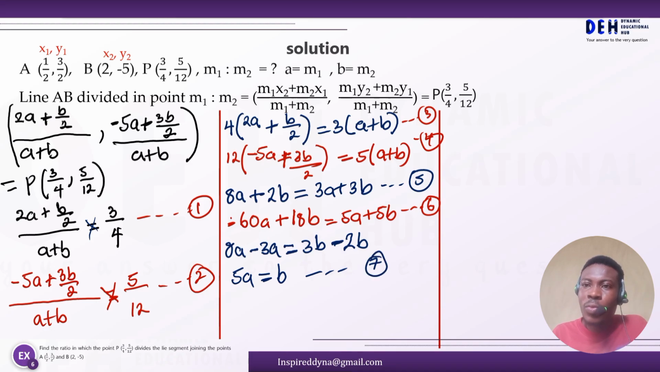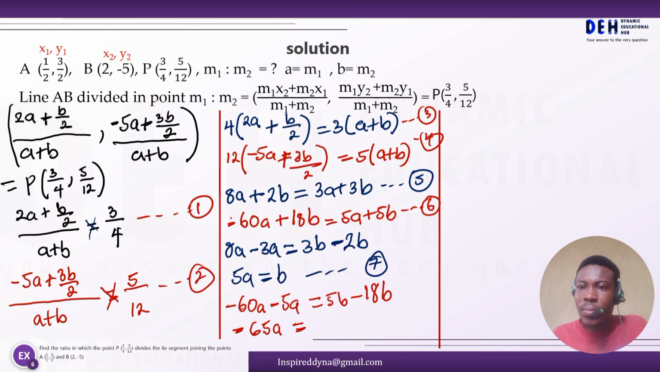Let's do the second one, which is equation 6. So we have −60a minus 5a. When you bring this 5a to this side, you transfer 18b to the right hand side. So you have 5b minus 18b. So you are going to have −65a is equal to 5b minus 18b, which is −13b. Okay, 13 here is a factor of 65. So that's 13 times 5.